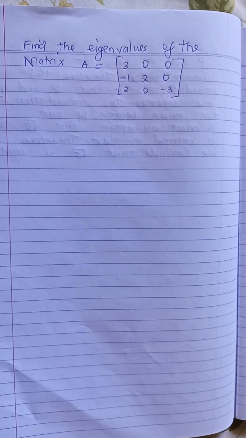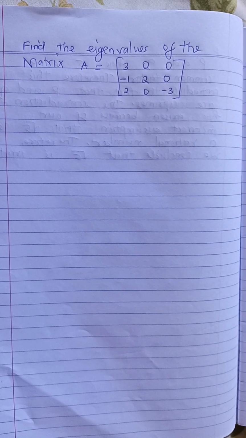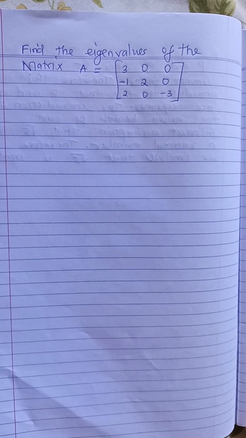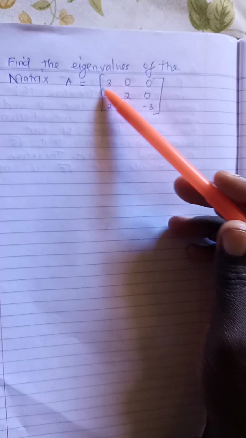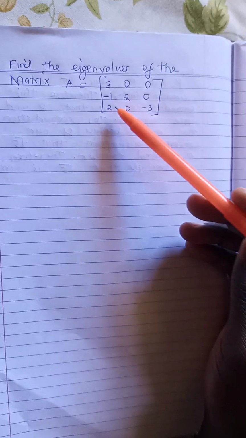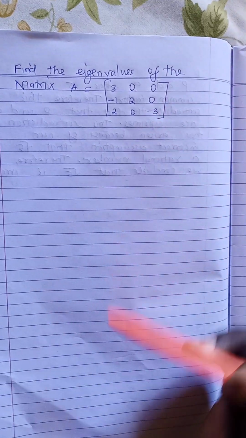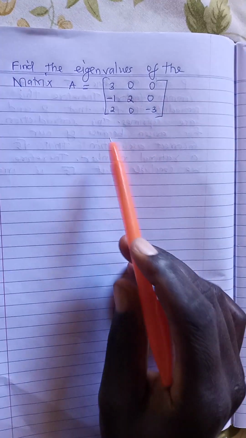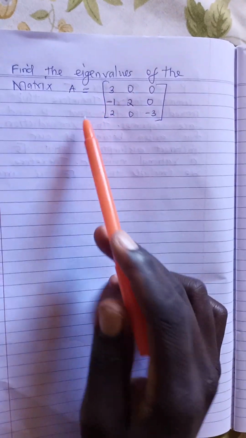Distinguished ladies and gentlemen, let us find the eigenvalues of the matrix that you have been given. That is 3, 0, 0, negative 1, 2, 0, 2, 0, negative 3. So we want to find the eigenvalues of this matrix.